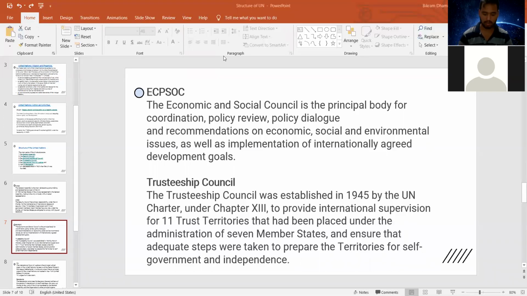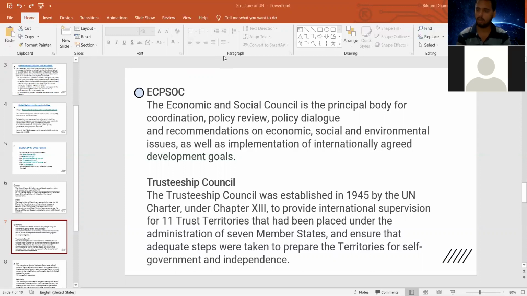There are many types of commitments that are agreed by the international community. So this organization, the Economic and Social Council, works as the implementation body for the goals or treaties that are signed internationally. The fourth organ of the United Nations is the Trusteeship Council.